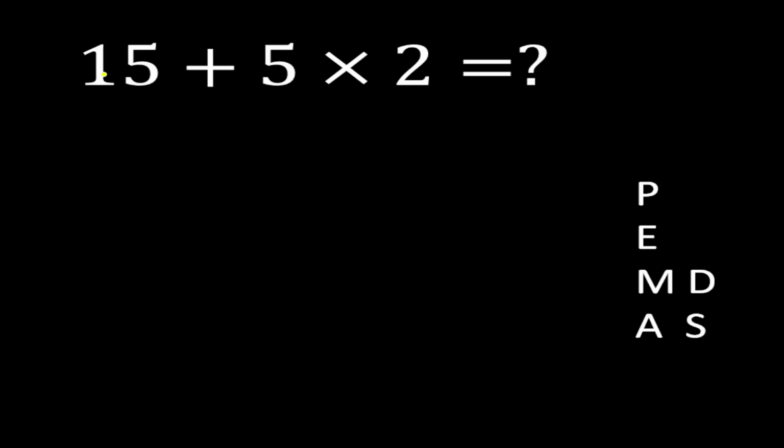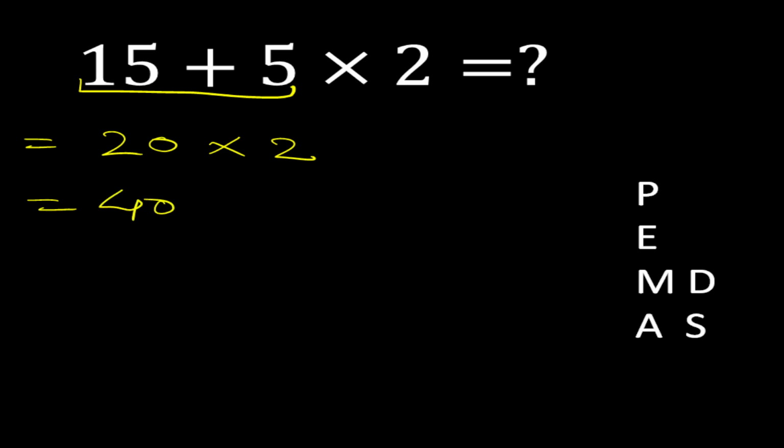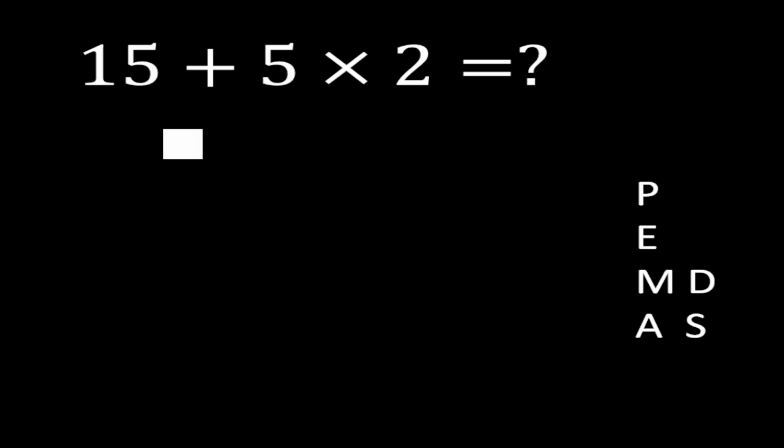So here is the second question. Before we solve this question correctly, let's see how most people make a mistake in it. Most people solve this question like 15 plus 5 is equal to 20 multiply 2. So now 20 multiply 2 is equal to 40. But here this answer is not correct.